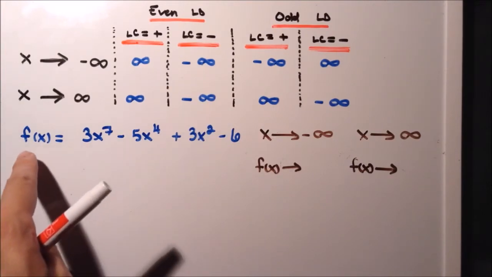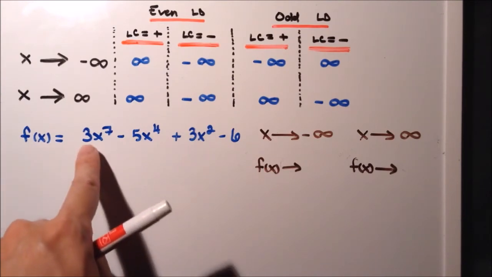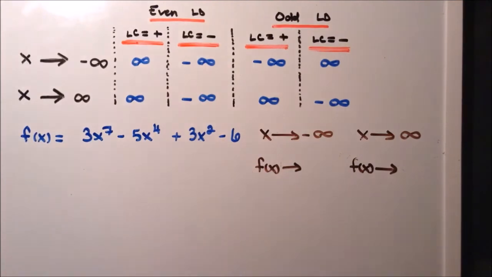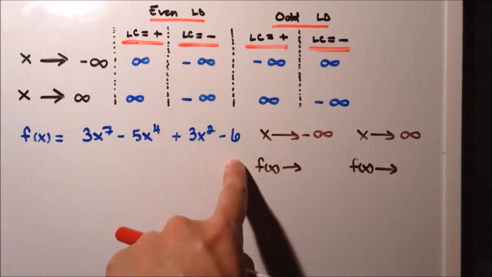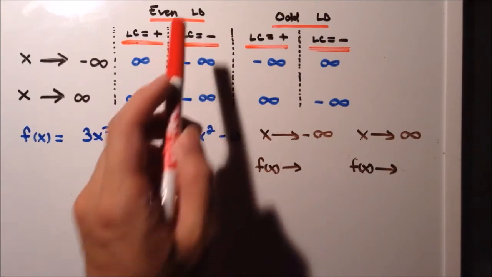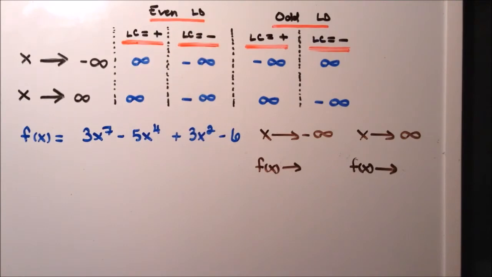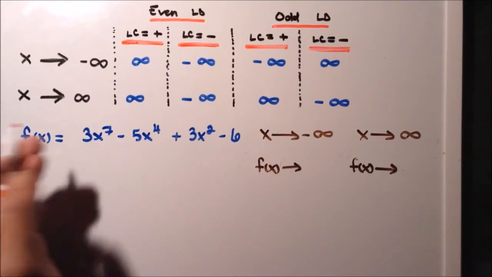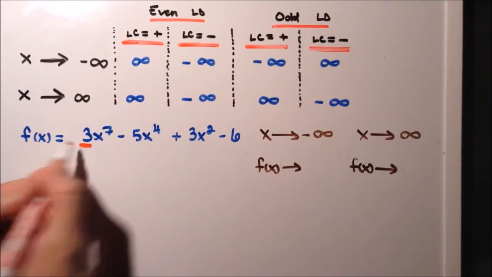Now, our first example is f of x equals 3x to the 7th power minus 5x to the 4th plus 3x squared minus 6. Keep in mind that sometimes you might not have a function where the exponents are in order from greatest to least. If it's not, all you have to do is look for the highest exponent, also known as the leading degree, and then look at the leading coefficient. So this one is the highest exponent, so I'm mainly going to focus on this leading coefficient.